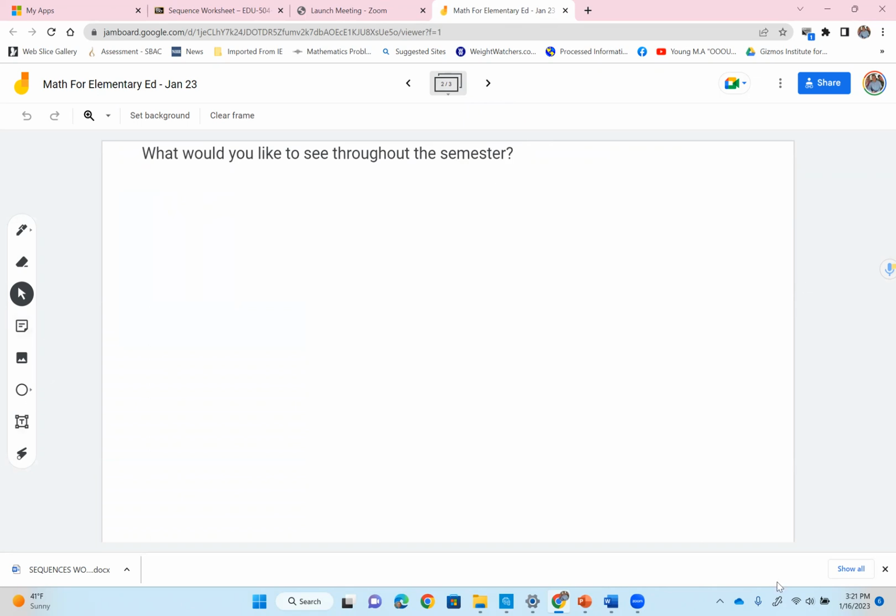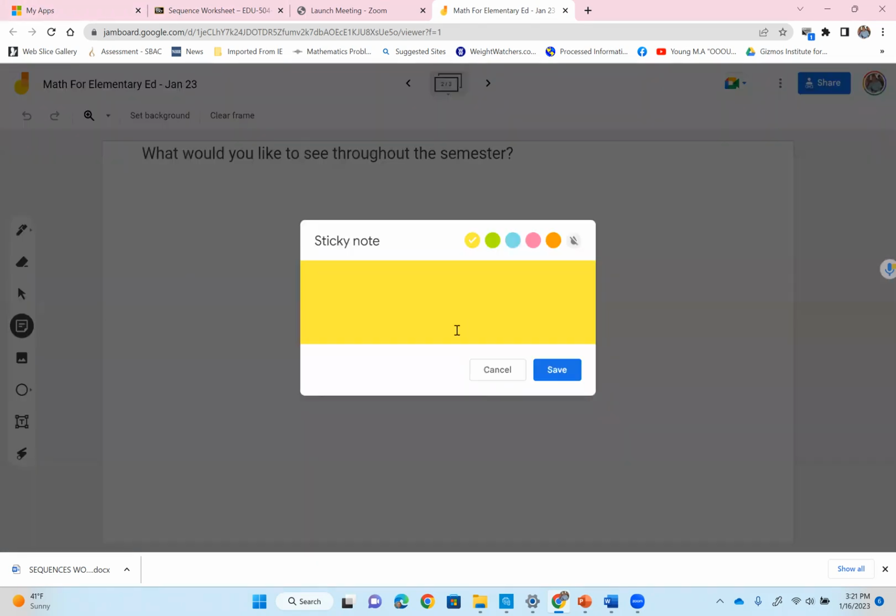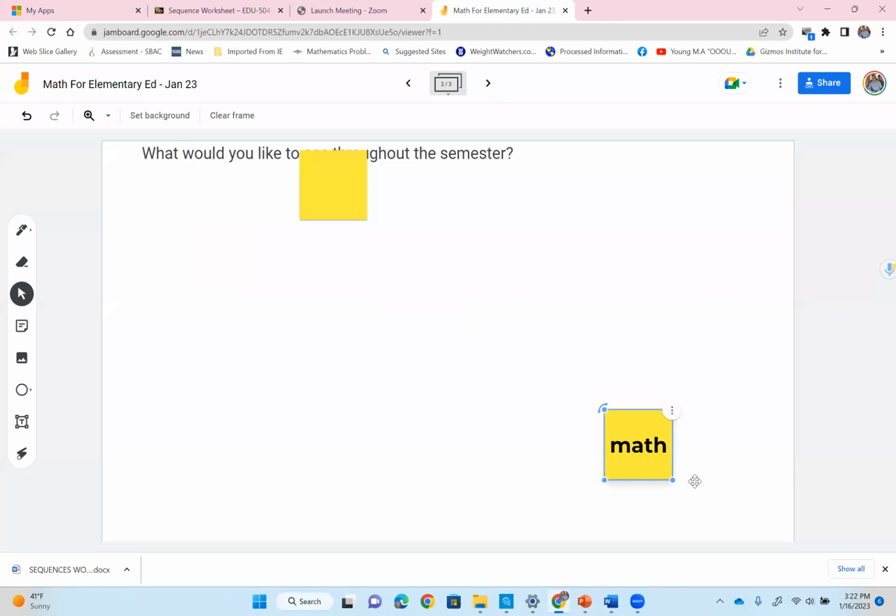Go to the sticky note, leave one here somewhere. Don't put your sticky note on top of somebody else's. After you write your sticky note, it defaults to right there. But after you put it there, move it to someplace else, because the next person's will be on top of yours and I won't be able to see it. And then in the third slide, what would you not like to see throughout this semester?